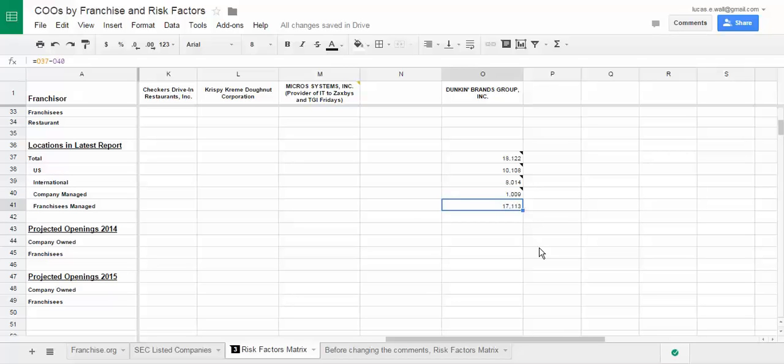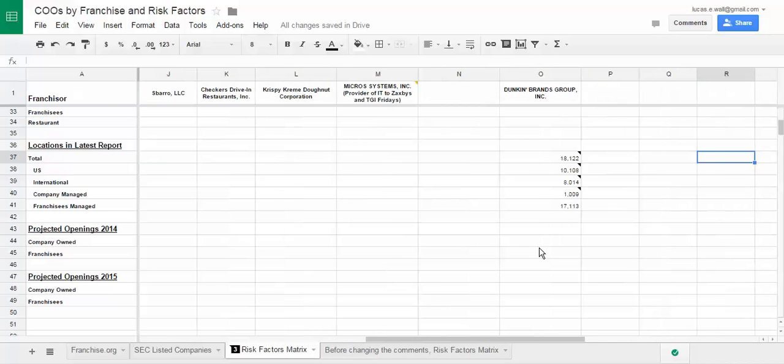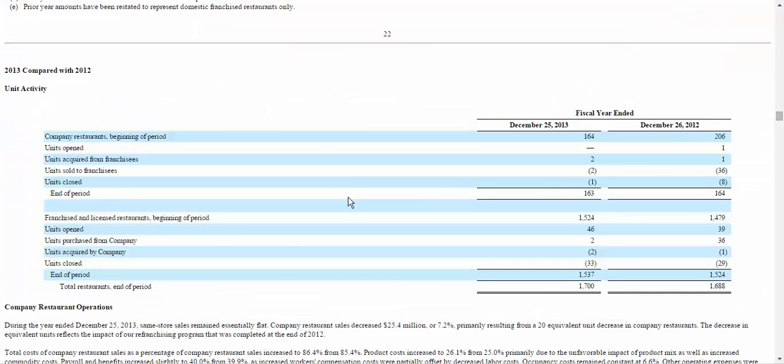Now, here comes this one, Dunkin' Donuts, I have completed. And if you go to the other ones, if you start by, suppose, Sonic, the first one, or Jack in the Box, or whatever you start, you might find it in different places. And here in the case of, I think this is Denny's, you will find it as unit activity. And in this case, they are comparing it to 2012. But this is what we're looking for, company restaurants. These are the ones that Denny's operates directly. And these are the franchised locations.